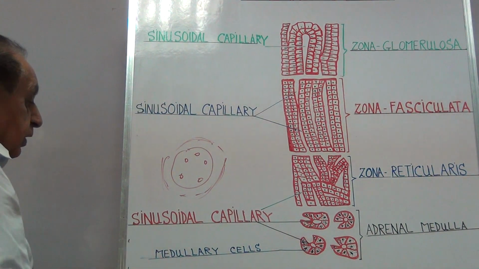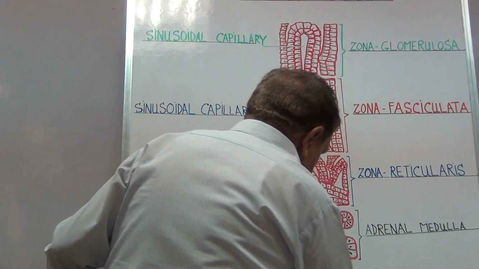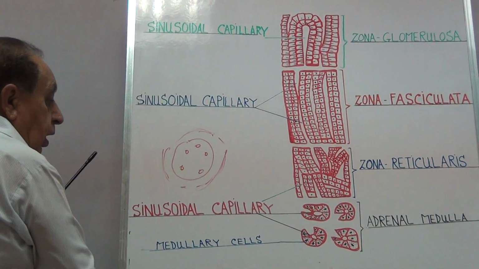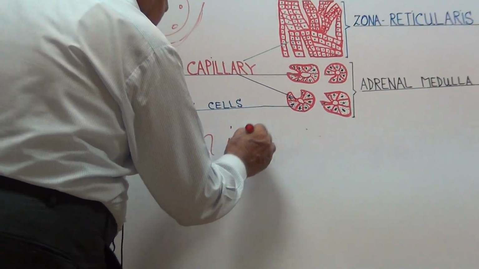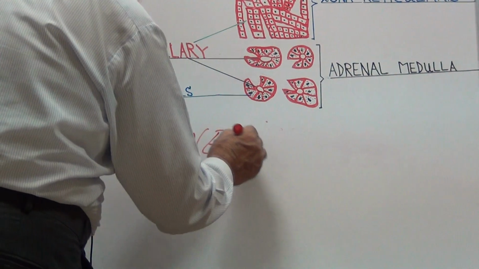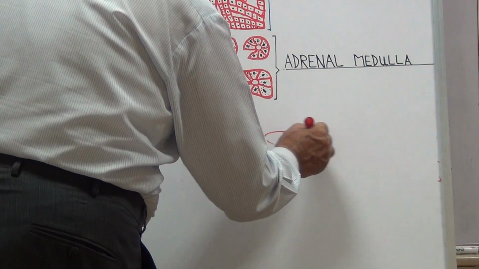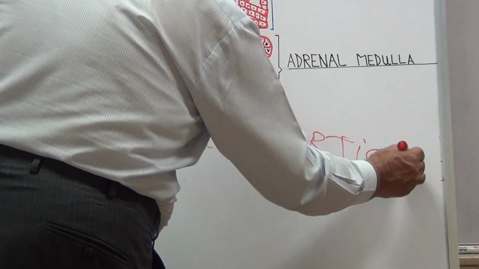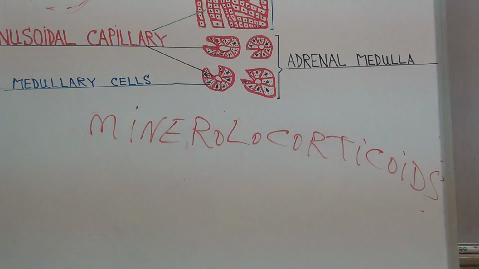The zona fasciculata secretes glucocorticoids.